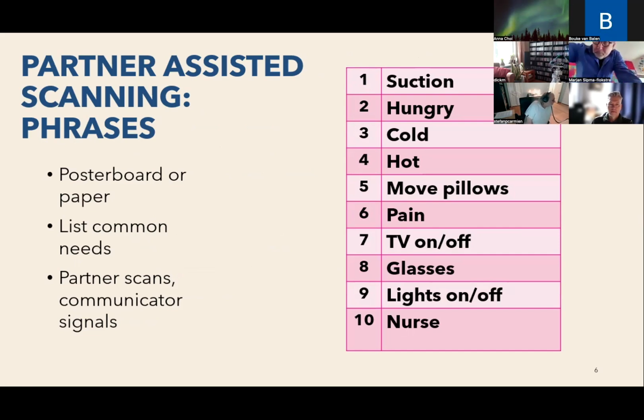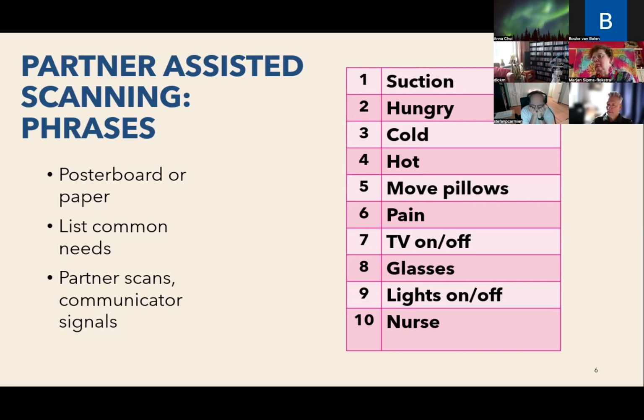You make a poster board for the wall or a paper, and on that poster or paper, you list common requests or common needs. The communication partner, so the family member or nurse, will hold up the paper and scan through each of the selections. When they get to the selection that the person who is locked in wants, the person who is locked in will give some sort of signal. It can be the signal for yes. So it might be raising the eyebrows when the assistant gets to the right request.